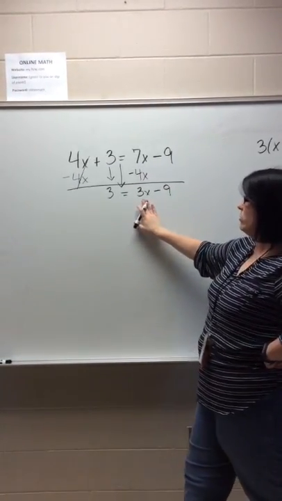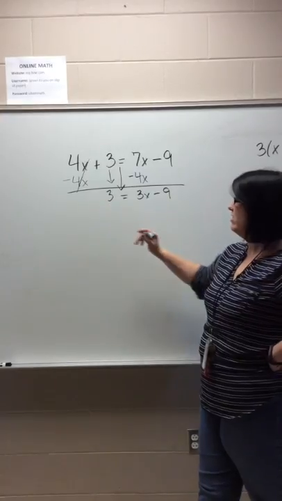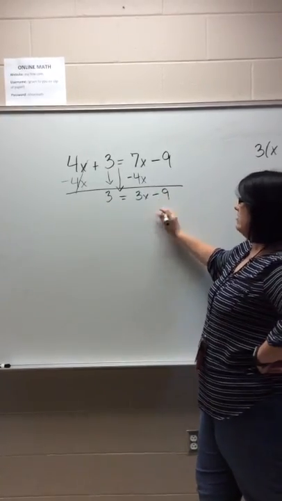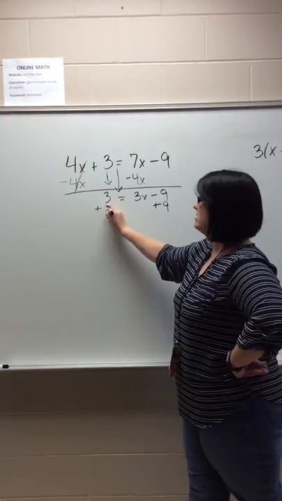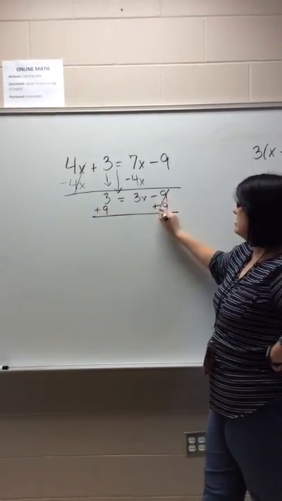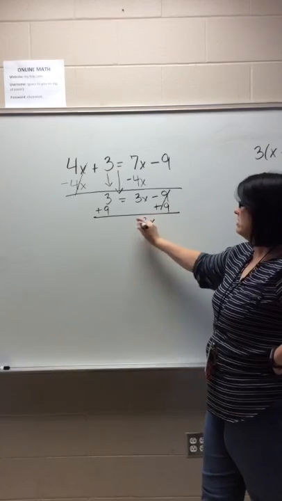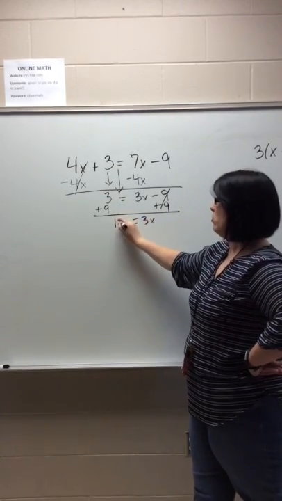And so my x is on one side, so I need to move the constant to the other. This constant is a negative 9, so I have to do the inverse, which is the opposite, as a plus 9 to both sides. This cancels out, and that gives you 3x, and then 3 plus 9 is 12.